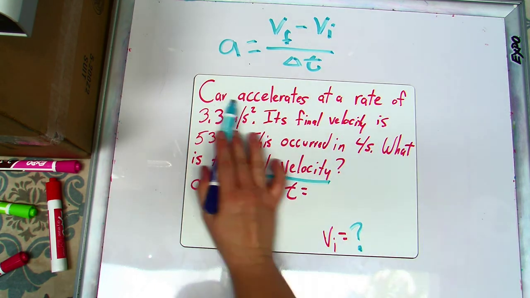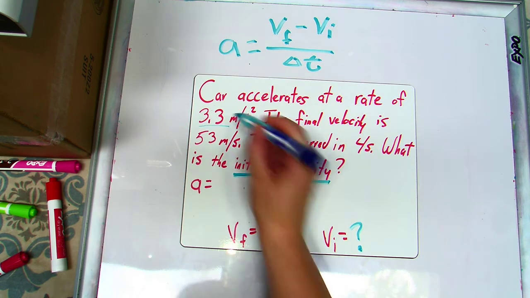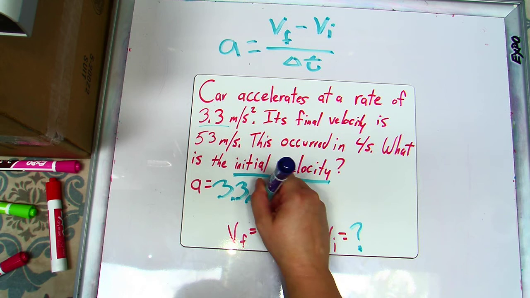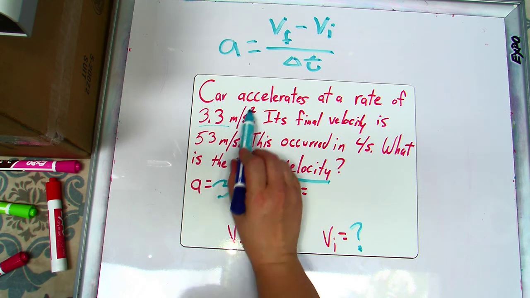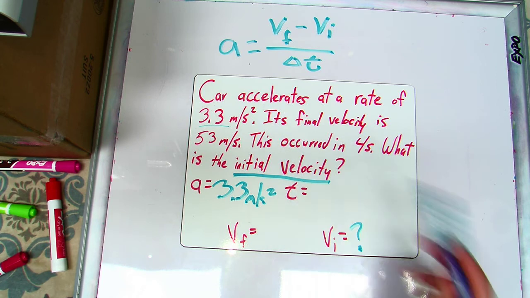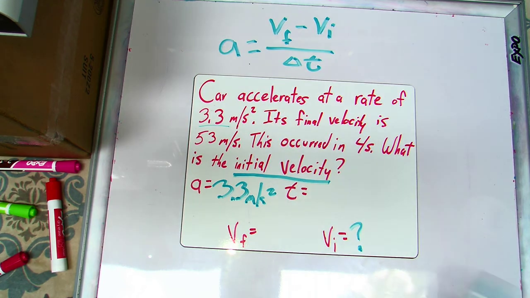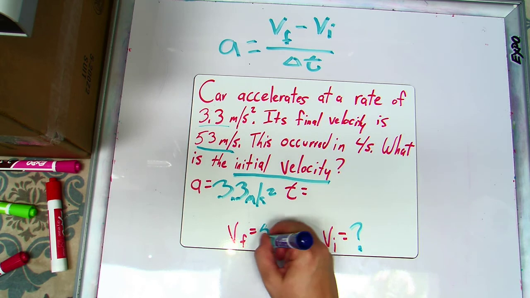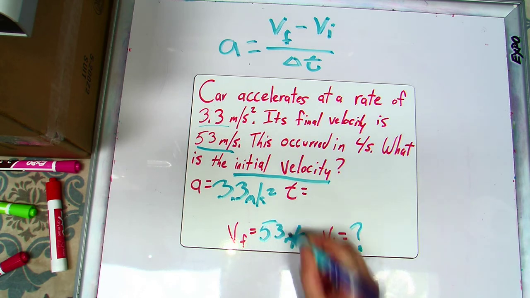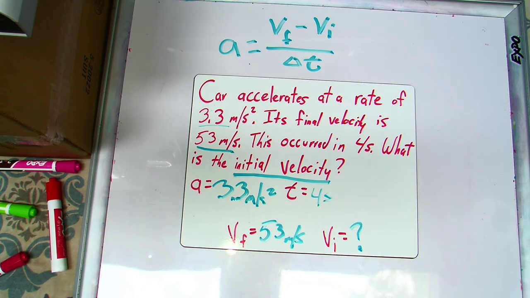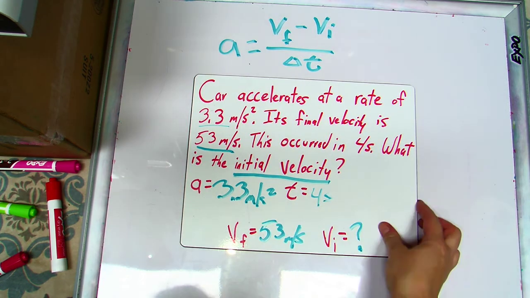It tells us the rate of acceleration is 3.3 meters per second squared. Even if you weren't sure about that, take a look at the units. Meters per second squared. You can tell that with it being meters per second squared, it's not velocity. The final velocity is 53 meters per second. And it occurred in 4 seconds, so there's my time. Now we can't just straight up plug this in. We need to rearrange the equation first.